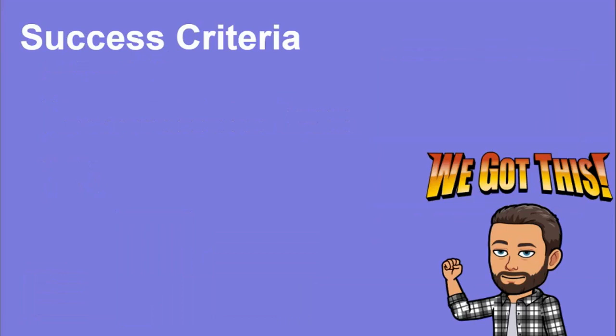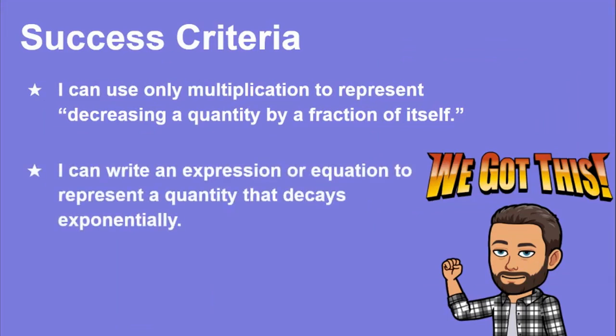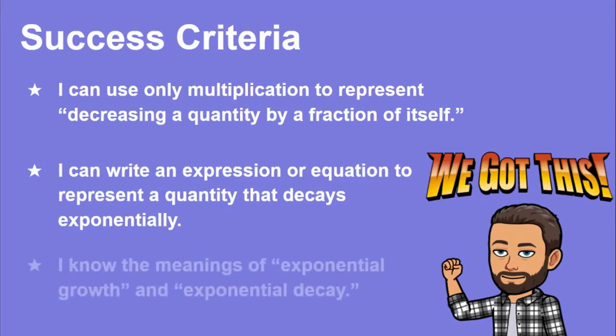The success criteria for this lesson are: I can use only multiplication to represent decreasing a quantity by a fraction of itself. I can write an expression or equation to represent a quantity that decays exponentially. I know the meanings of exponential growth and exponential decay.